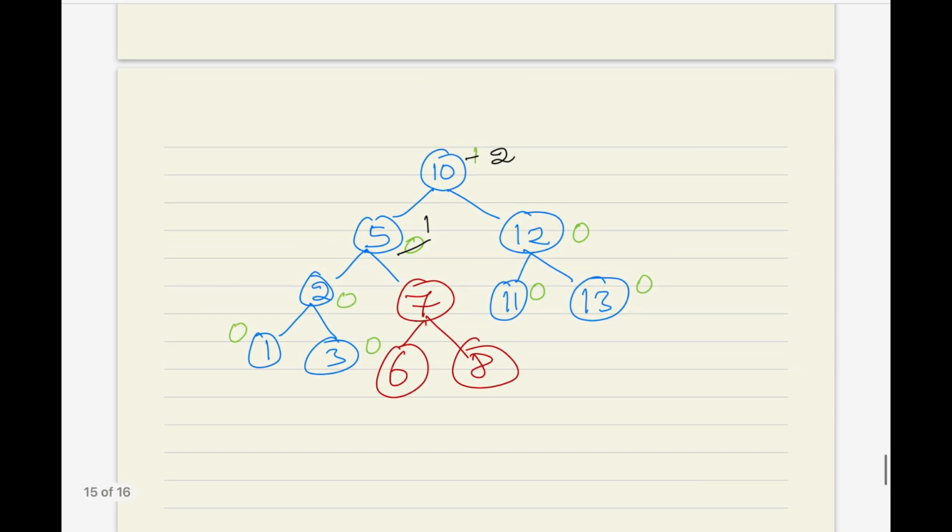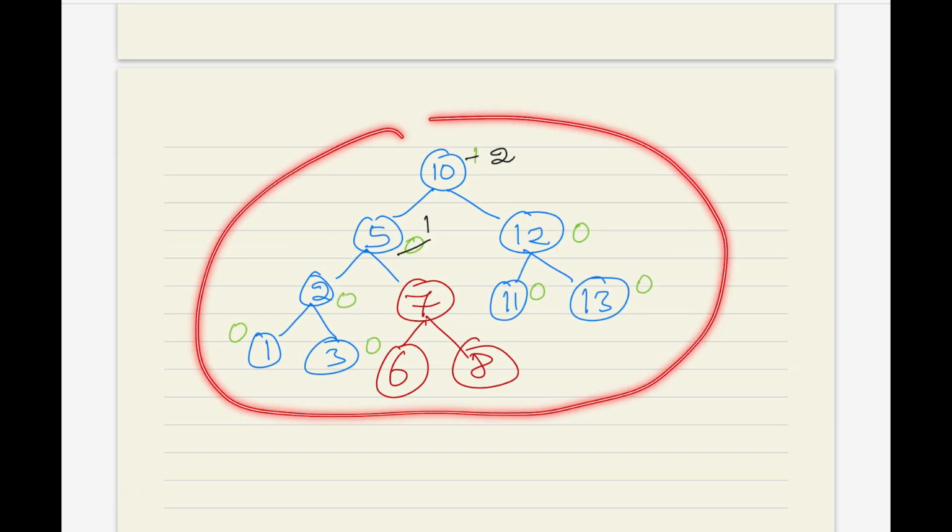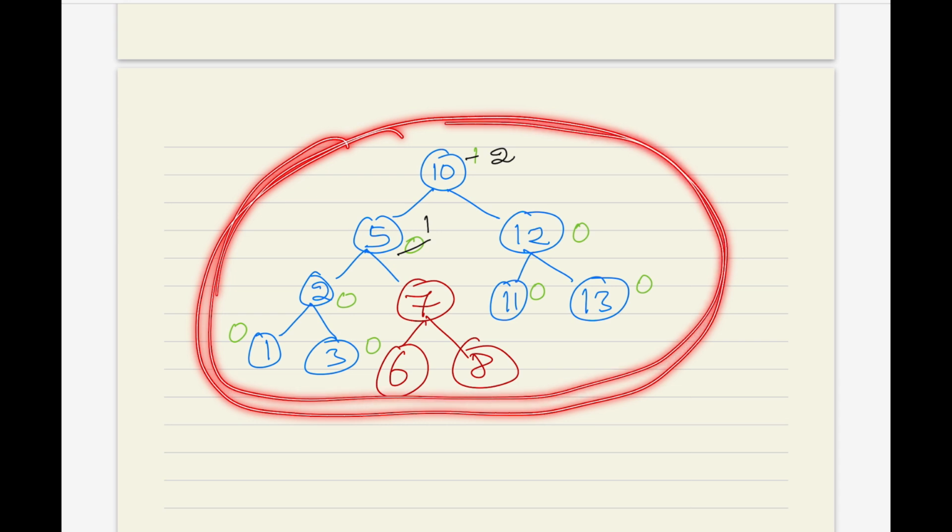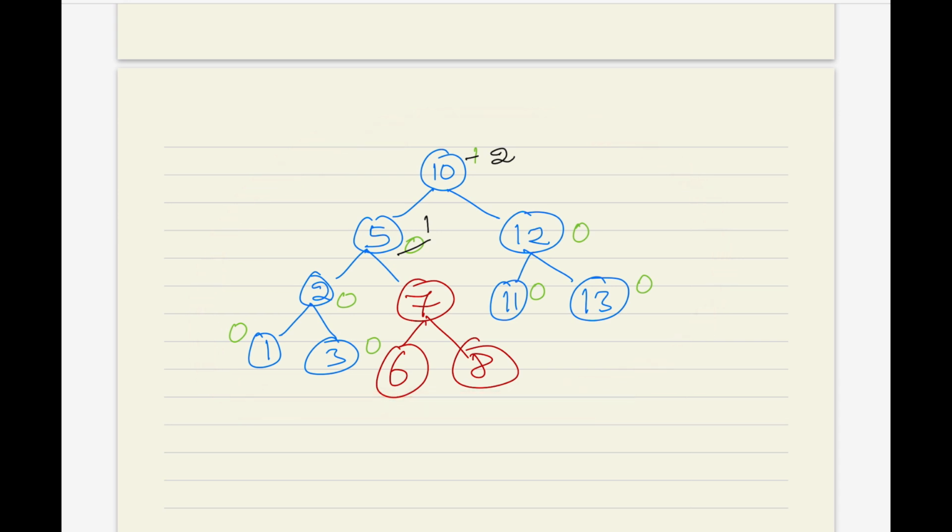So now you can observe this one is a balanced one. All the balance factors will be either 0, +1 or -1. Here you can update this one. Now the balance factor you can find for this: it will be 0, 0, 0, and for here also it will be 0, and for 10 it will be 1.